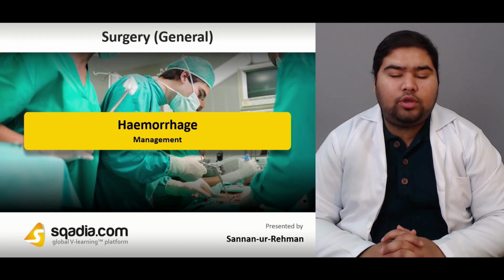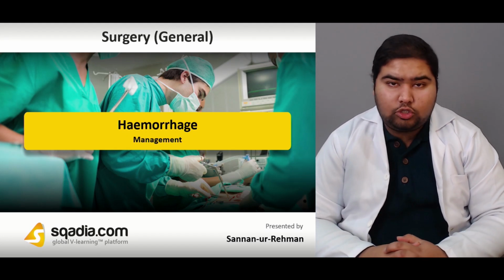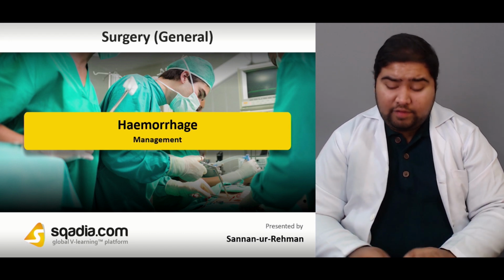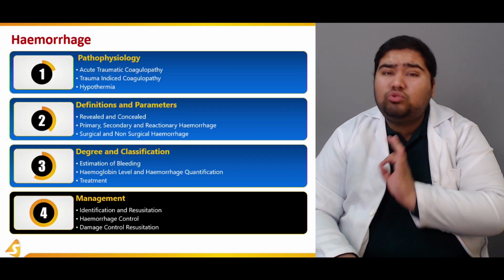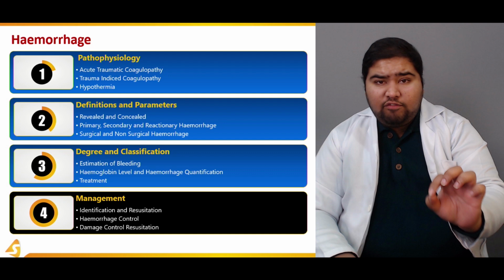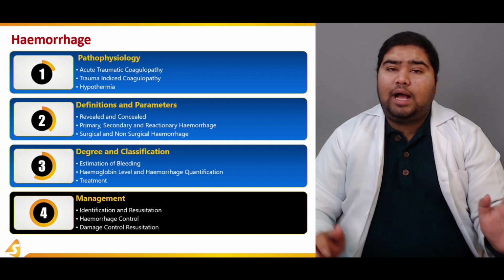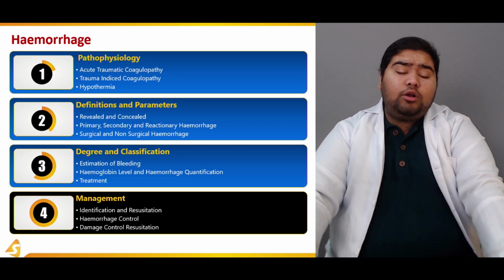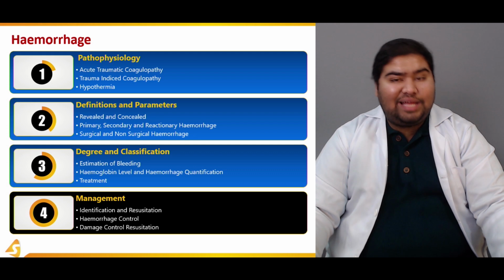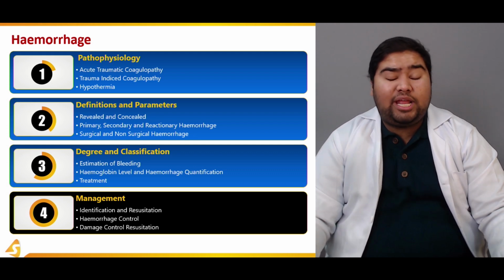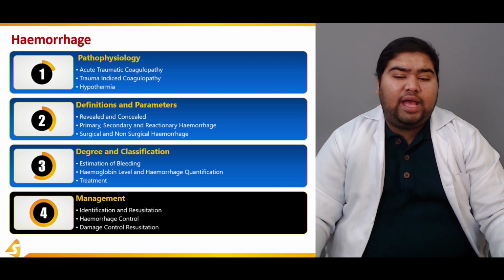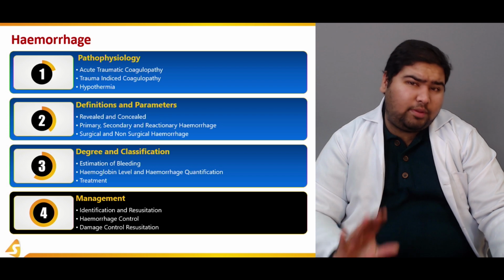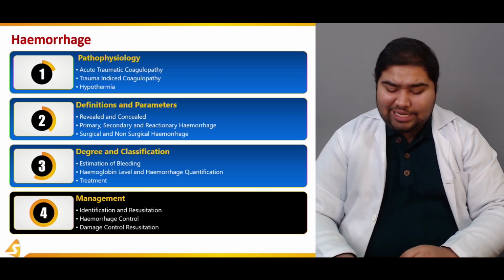So we're still talking about hemorrhage, and now we'll talk about the practical aspect, the management. The management of hemorrhage is the most important takeaway from this lecture. If you remember the management, my purpose would be served. So we'll talk about the identification of the hemorrhage and the resuscitation attempts, obviously. Then we'll talk about the hemorrhage control, and finally the damage control resuscitation. I'm not going into the details at this point because we'll go into the details as the slides progress.